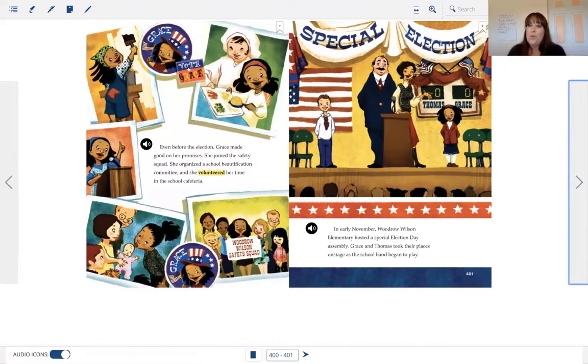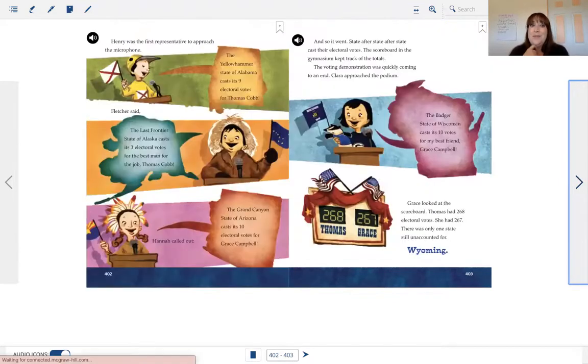In early November, Woodrow Wilson Elementary hosted a special Election Day assembly. Grace and Thomas took their places on stage as the school band began to play. Henry was the first representative to approach the microphone. The Yellowhammer state of Alabama cast its 9 electoral votes for Thomas Cobb. The last frontier state of Alaska casts its 3 electoral votes for the best man for the job, Thomas Cobb, said Fletcher. Hannah called out, the Grand Canyon state of Arizona cast its 10 electoral votes for Grace Campbell.